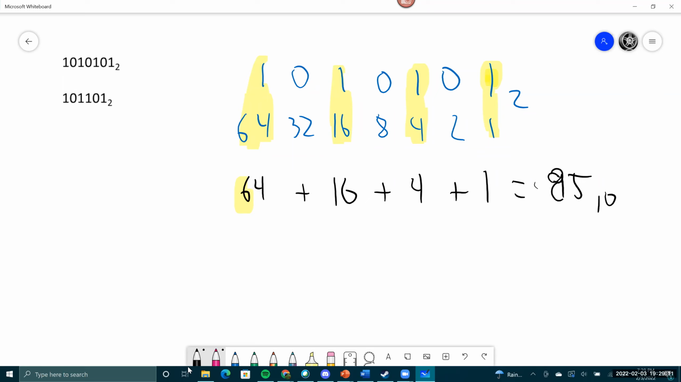Okay, so that being said, I want you guys to spend a minute and do the next problem using this method. The next problem is 1, 0, 1, 1, 0, 1. Give you a minute, use the powers of 2 method and give me the result.